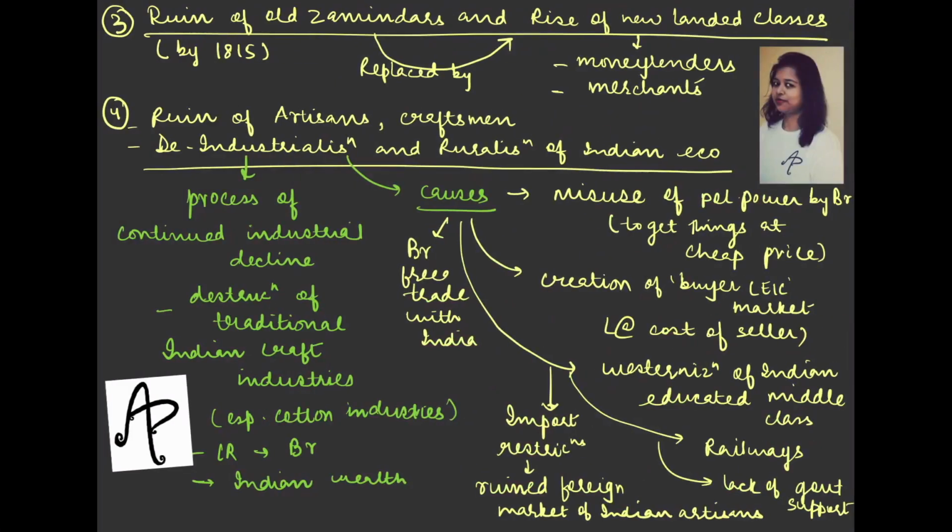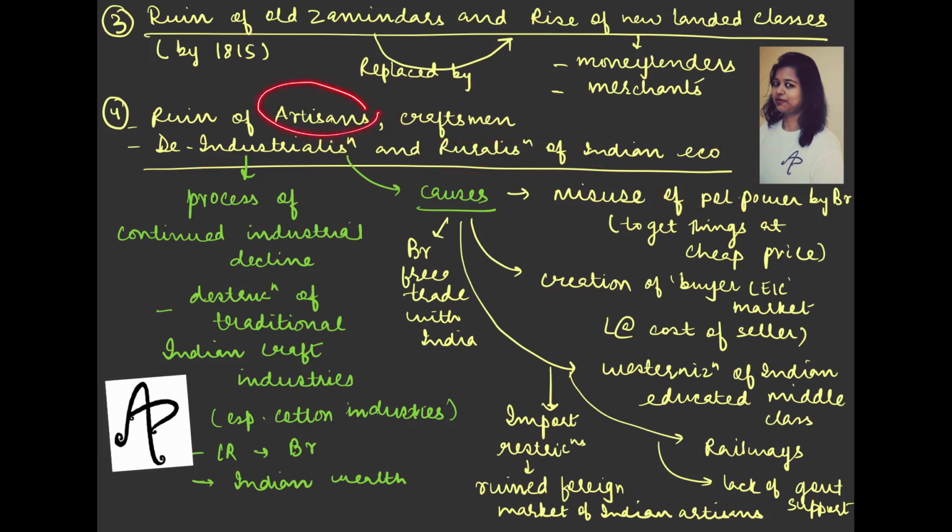Next is the impact on the ruin of the old zamindars and the rise of the new landed classes. Gradually, when the zamindari system or the permanent settlement got replaced by other systems like Mahalwari and Ryotwari, there was a rise of this new landed class. As you remember, I have talked about the debt trap and all of that, and money lenders. So these two groupings, money lenders and merchants, emerged, and the old zamindars did not have as much hold or control over the people and the system that existed. Then the ruin of the artisans and craftsmen, resulting in deindustrialization and ruralization of the Indian economy.